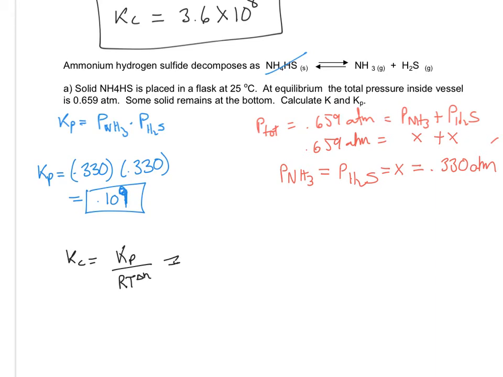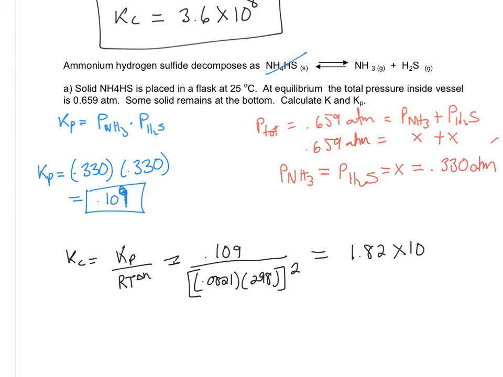So that's equal to 0.109 divided by 0.0821 times 298, all that raised to the delta N. In this case, products, there's 2 gas particles, reactants, no gas particles, so 2 minus 0, which is 2. And so Kc ends up being 1.82 times 10 to the power of negative 4.